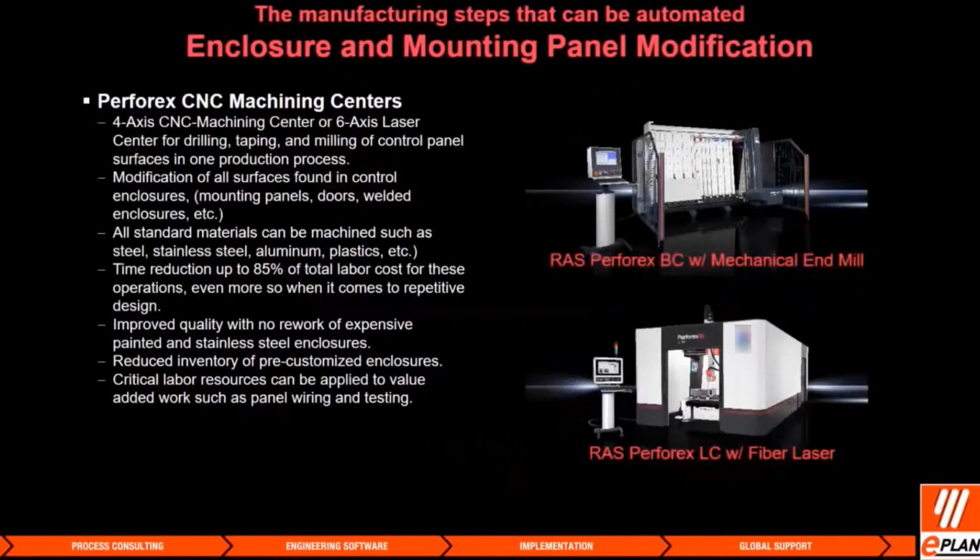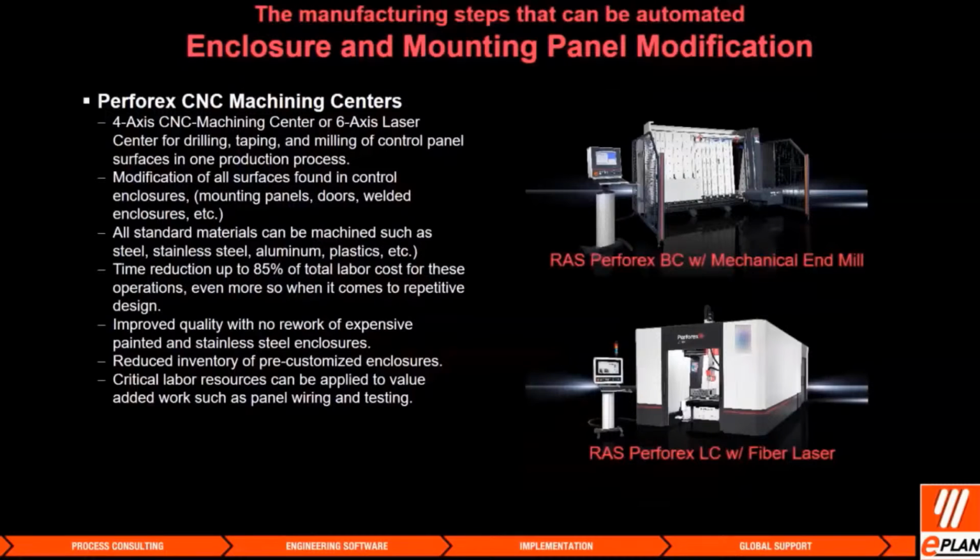So the first piece I wanted to address today was at the beginning of the process, which is enclosure and mounting panel modification. So as Rittal Automation Systems and ePlan, we're showing you today the Perforex machining centers. We have two different options here, depending on the production mix that the customer has. The first unit is the RAS-BC. This is essentially a piece of equipment specifically designed for panel builders to modify enclosures and back panels, and it employs a mechanical end mill to do the cutouts of things like filters and fans.